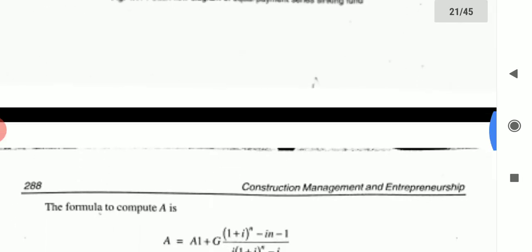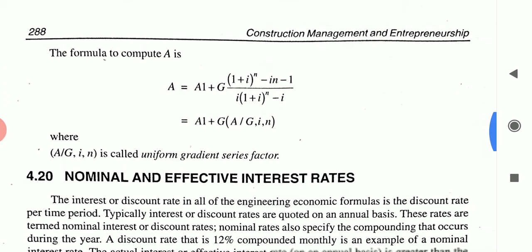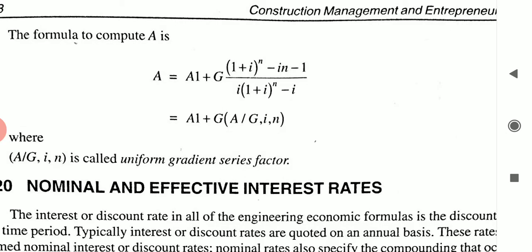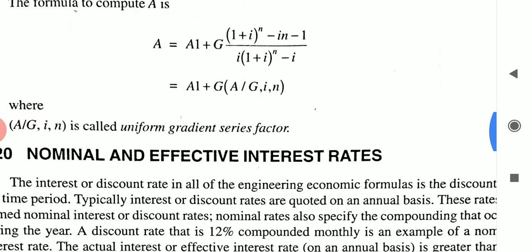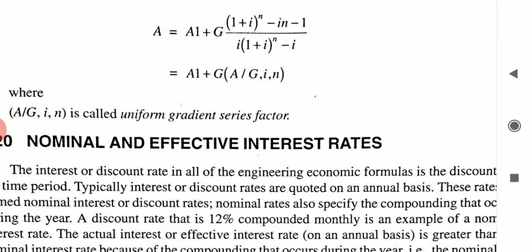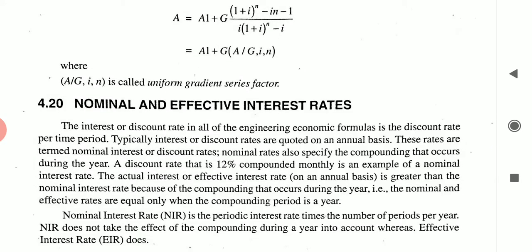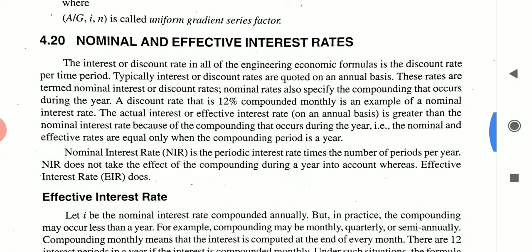Okay, and the formula is A equal to A1 plus G of (1 plus I) raised to n minus I n minus 1, divided by I of (1 plus I) raised to n minus I. So G of this is nothing but A of G I n. Okay, it is the formula for the uniform gradient series factor.